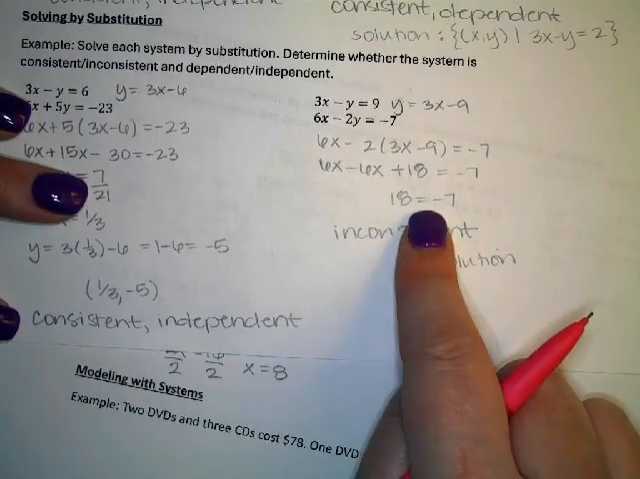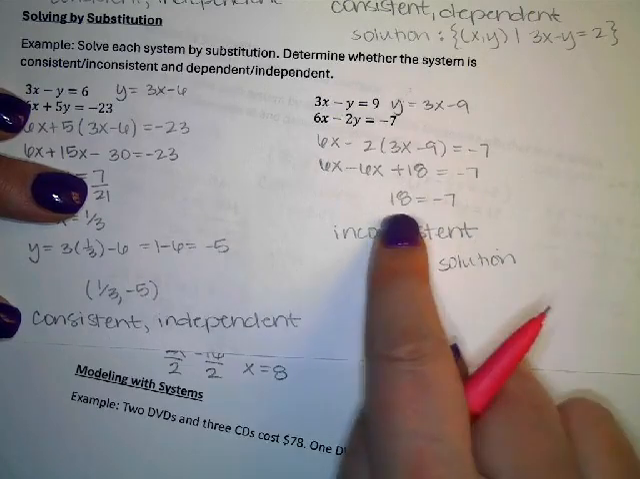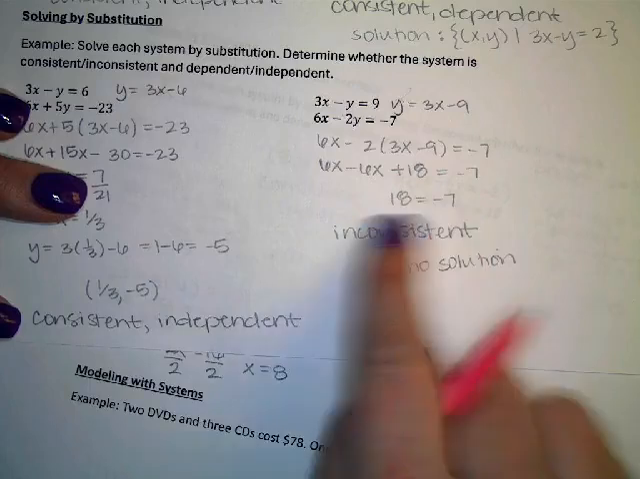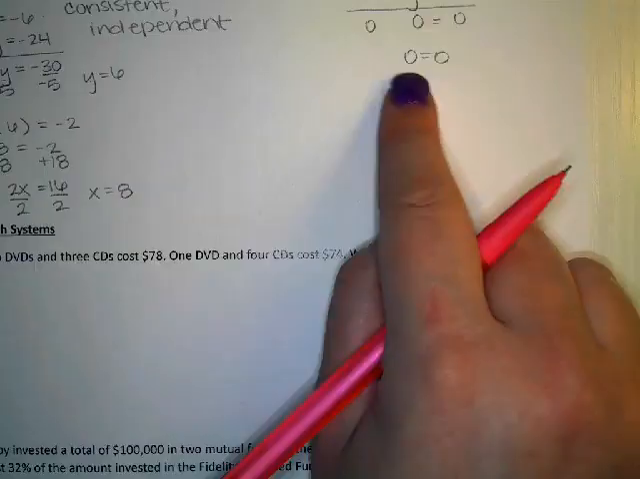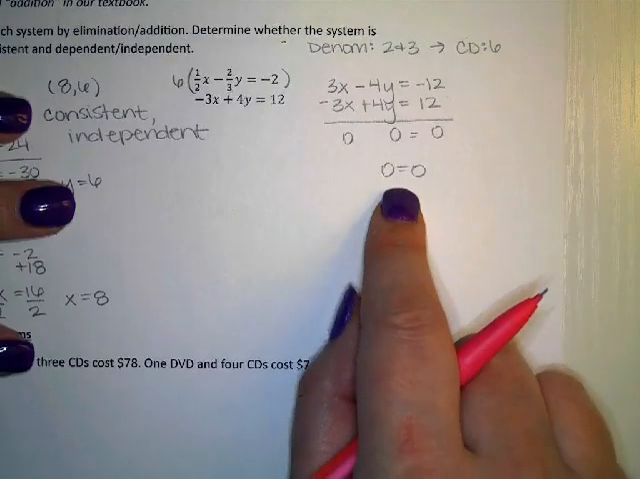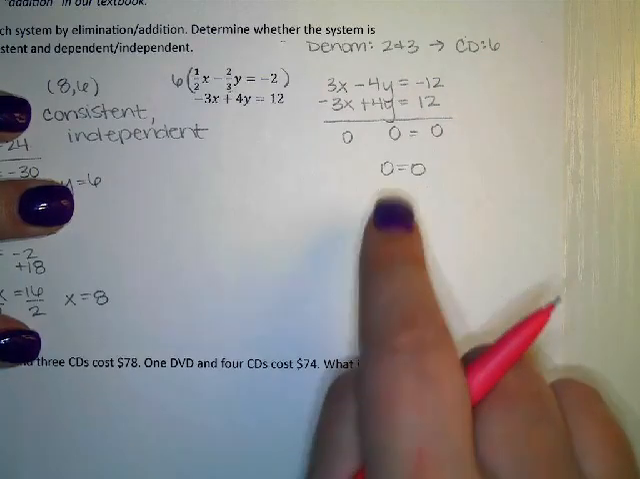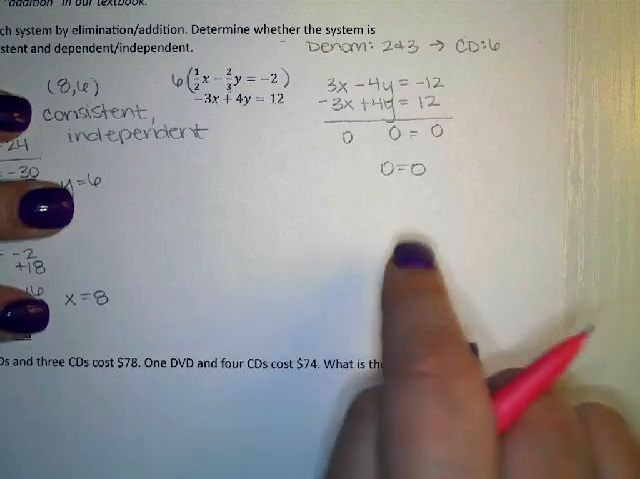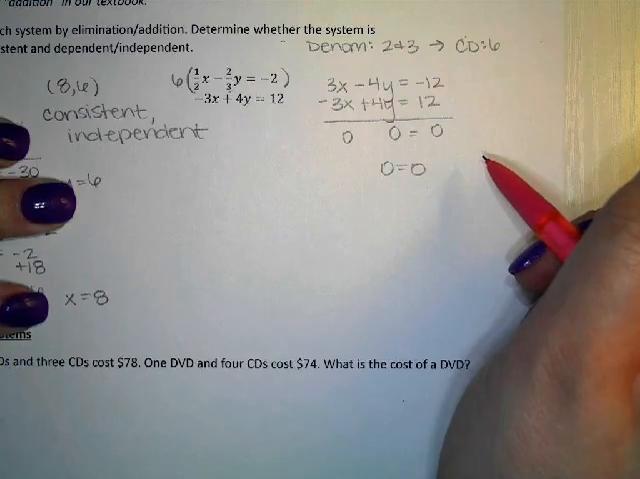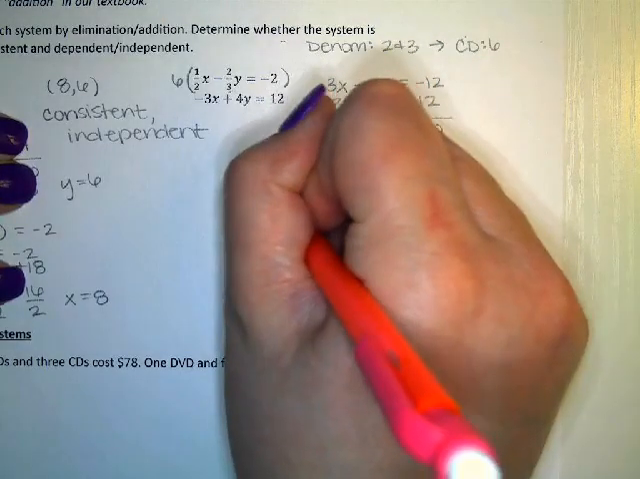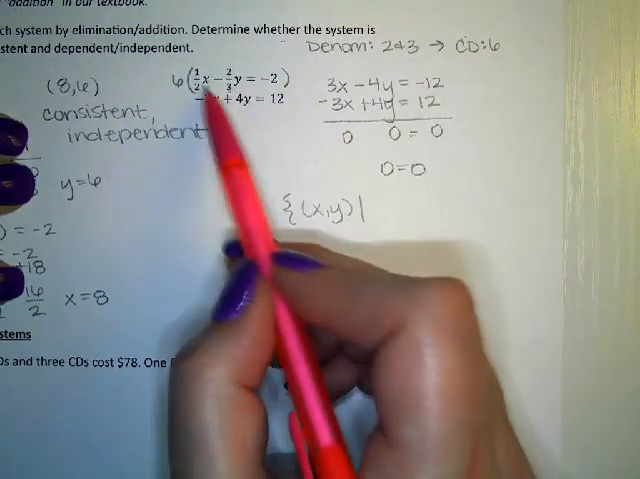But what's different is here I ended up with numbers that did not equal each other. They were not true, and so I said there was no solution. And here I ended up with numbers that were true. If you end up with numbers that are true, it means that you have the same line. The lines are not parallel, they're the same line. So we're going to say this is a situation where we have infinitely many solutions, and we're going to say that our solution is (x, y) such that this equation is being satisfied, or this equation is being satisfied, or one of these equations.